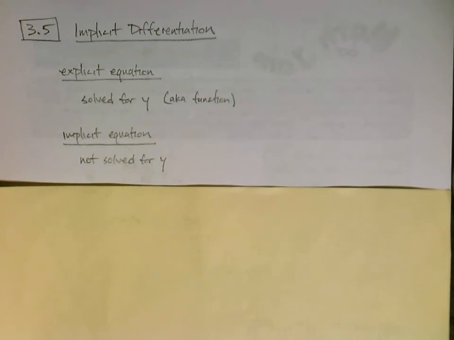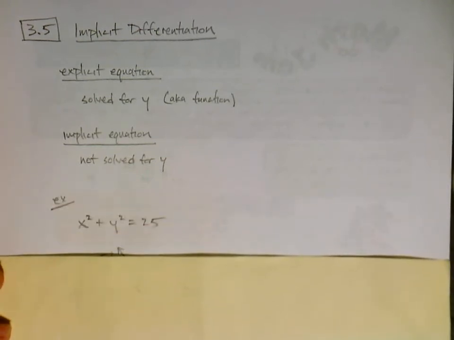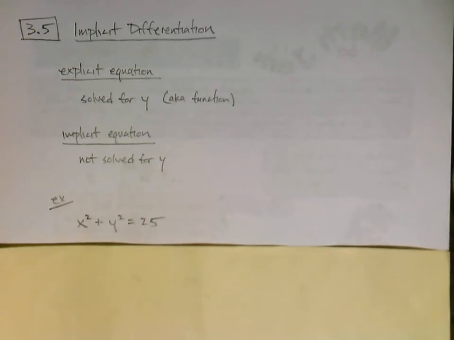On the other hand, there are implicit equations. Well, an implicit equation is not solved for y. And we've seen lots of those, not in this course, but over the years. And so an implicit equation is not necessarily a function. Usually it's not one. Okay, let's take a look at a quick example of an implicit equation. Something that's not solved for y, and it could be something as simple as x squared plus y squared equals 25.